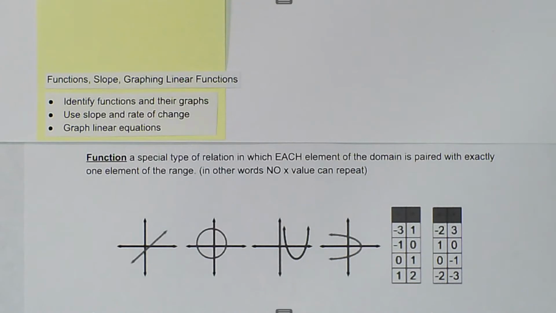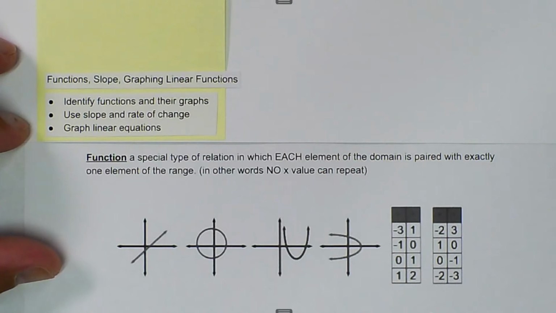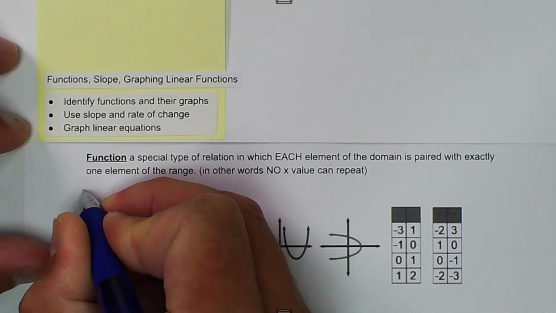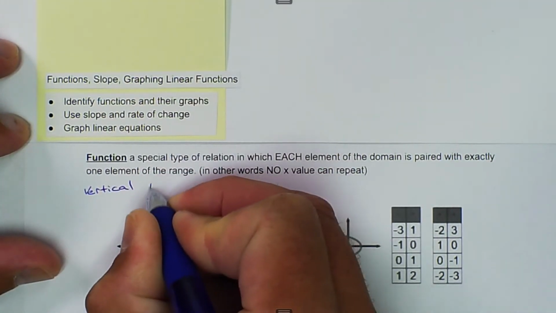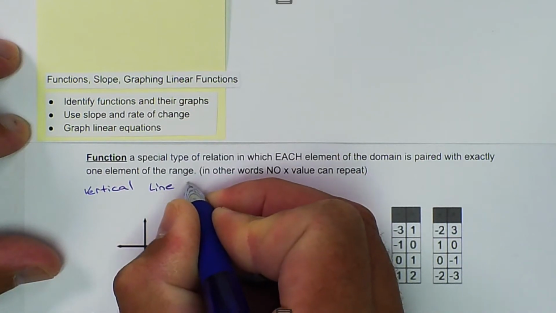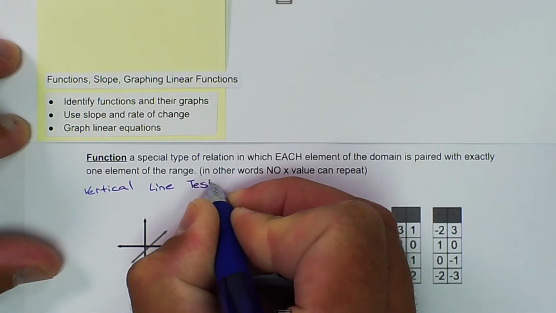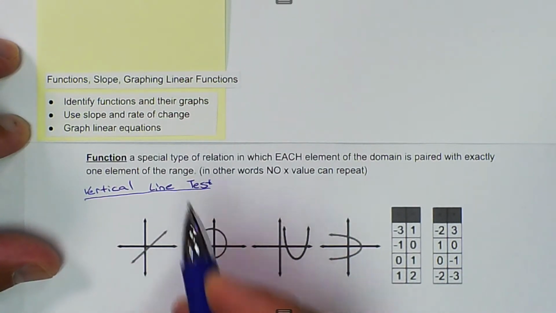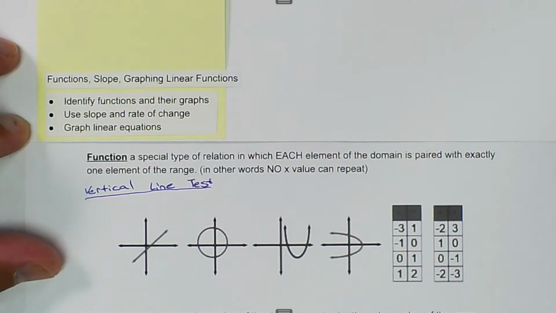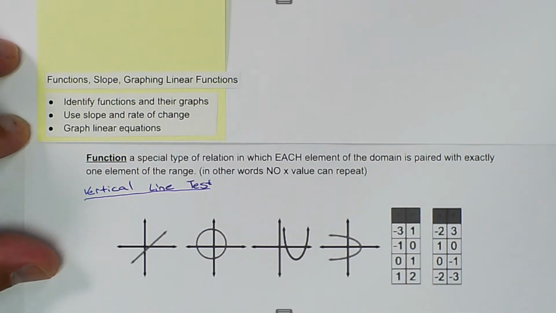So here we have a couple graphs, and then we have a couple tables, and we'll talk about, is this a function or not? When we're talking about a graph, we want to check the vertical line test. Basically what we want to say is, if we draw a vertical line, the line can only cross our graph once.